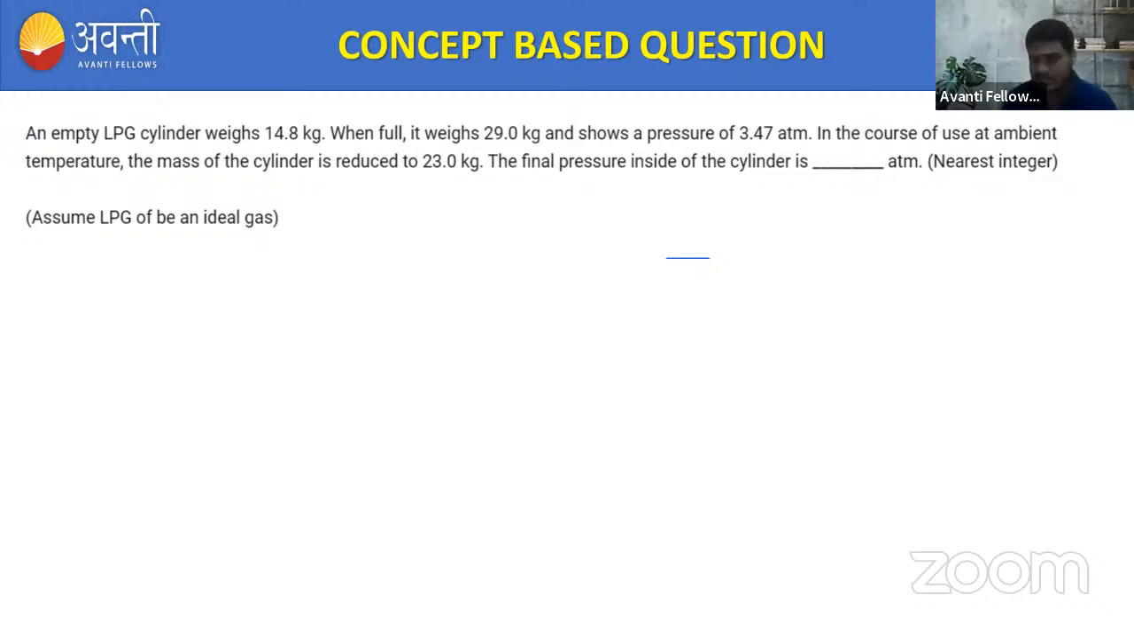Whether there is a change in pressure also when you decrease the weight from 29 gram to 23 gram, right? So you have to calculate the final pressure inside of the cylinder. ठीक है. Assume LPG भी है ना ideal gas. So assume करना है कि LPG cylinder है वो ideal gas की तरह behave कर रहा है. ठीक है. चलो.